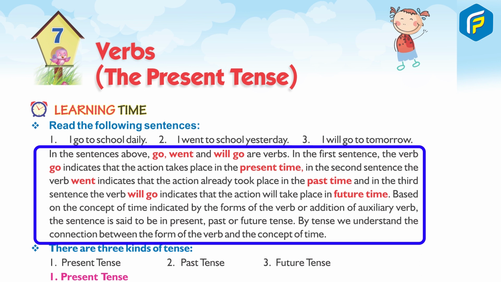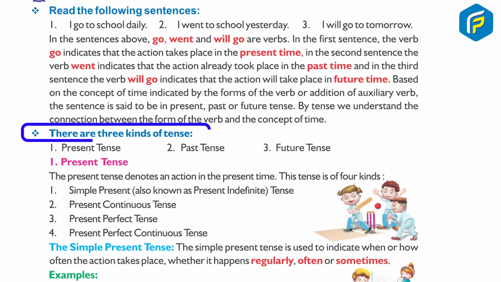The sentence is said to be in present, past or future tense. By tense, we understand the connection between the form of the verb and the concept of time. There are three kinds of tense. 1. Present tense. 2. Past tense. 3. Future tense.